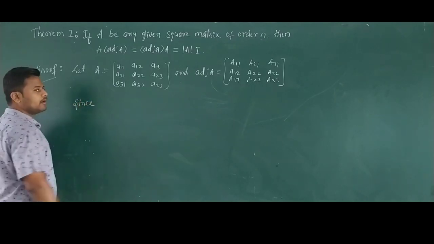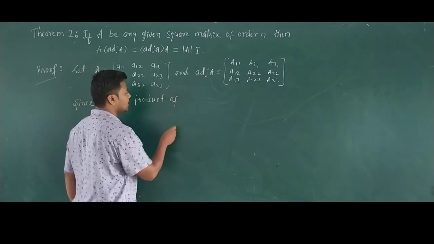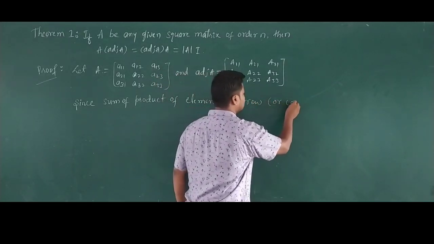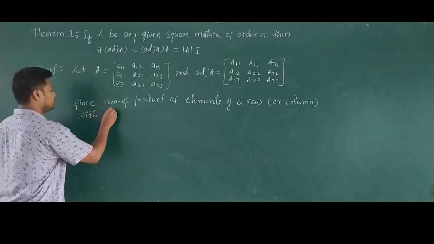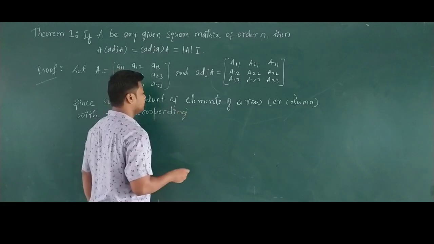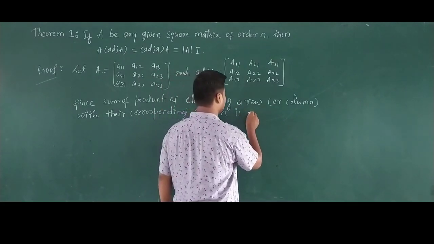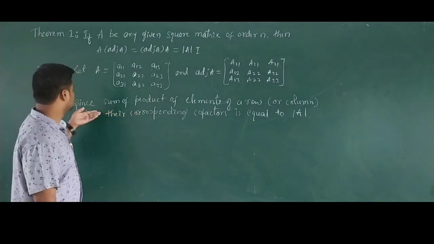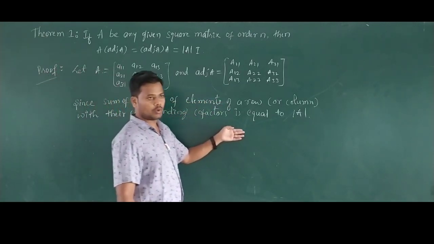Since we already know that the sum of the products of the elements of a row or column with their corresponding cofactors is equal to the determinant of A. In the previous class, we saw that the sum of products of elements of a row or a column with the cofactors of another row or column is otherwise zero.